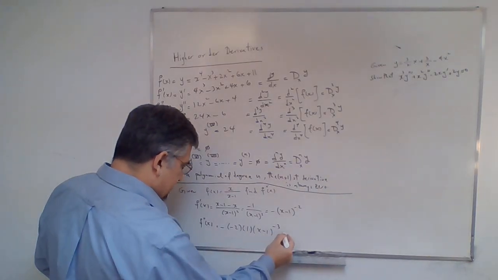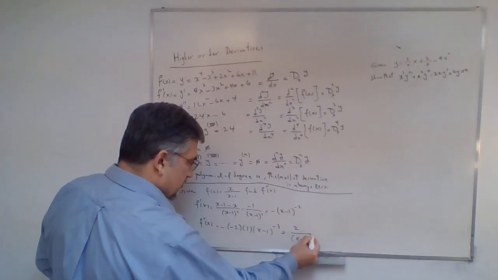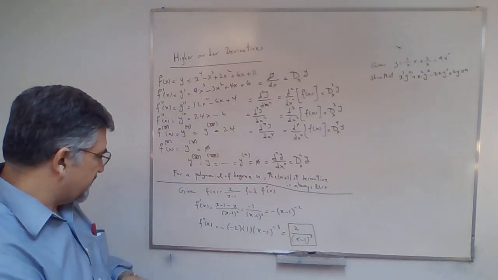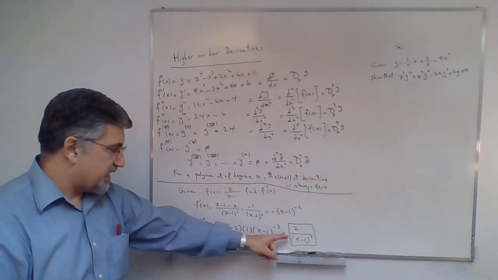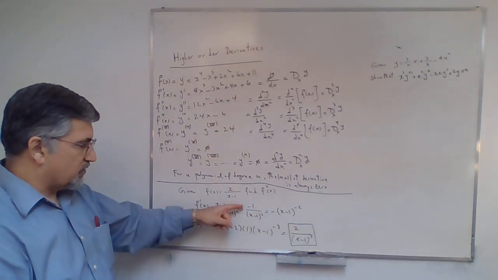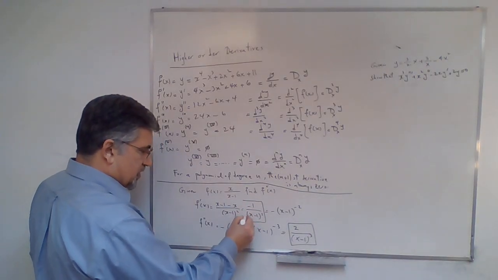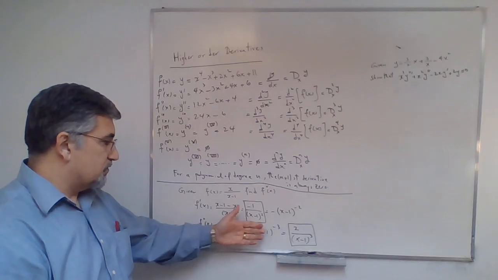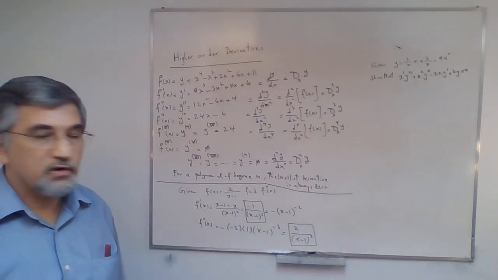Now, simplifying this is going to give me 2 over x minus 1 cubed. So this is the final answer the question was looking for. It asked us to find the second derivative of that function, and that is the second derivative. The first derivative was negative 1 over x minus 1 squared. That was the first derivative, and this is the second derivative. Now, you can continue to find the third derivative or the fourth derivative, depending on whatever the question is asking.